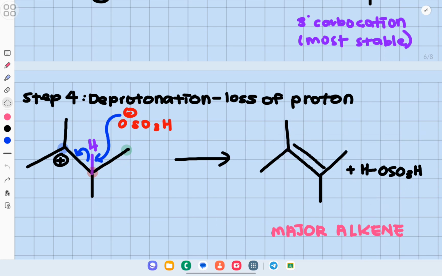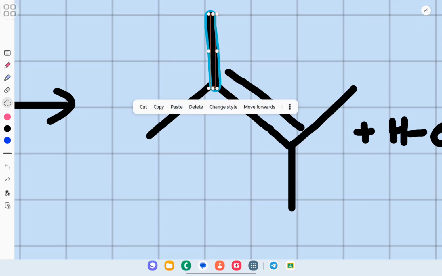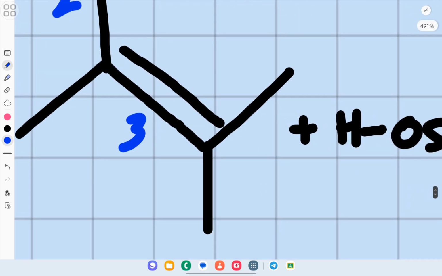The more stable alkene is formed because the carbon-carbon double bond is attached to more alkyl groups. Based on the Zaitsev rule, the more stable alkene is where the carbon-carbon double bond is attached to more alkyl groups, because as we can see here, this carbon here has 1, 2, and 3 alkyl groups, whereas this carbon here has 1, 2 alkyl groups.